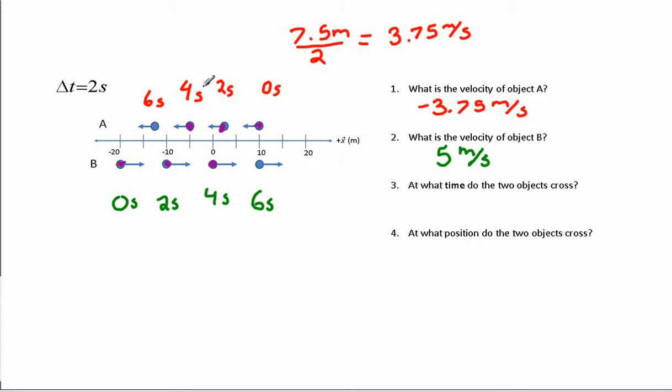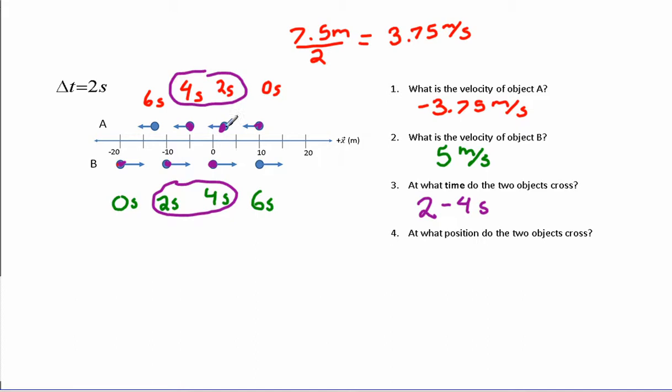What it's trying to say is somewhere between 2 and 4 seconds, somewhere between these two dots being recorded, they must have crossed paths. They must have had the same position. So based on just this quick information, we know that they cross somewhere between 2 and 4 seconds.